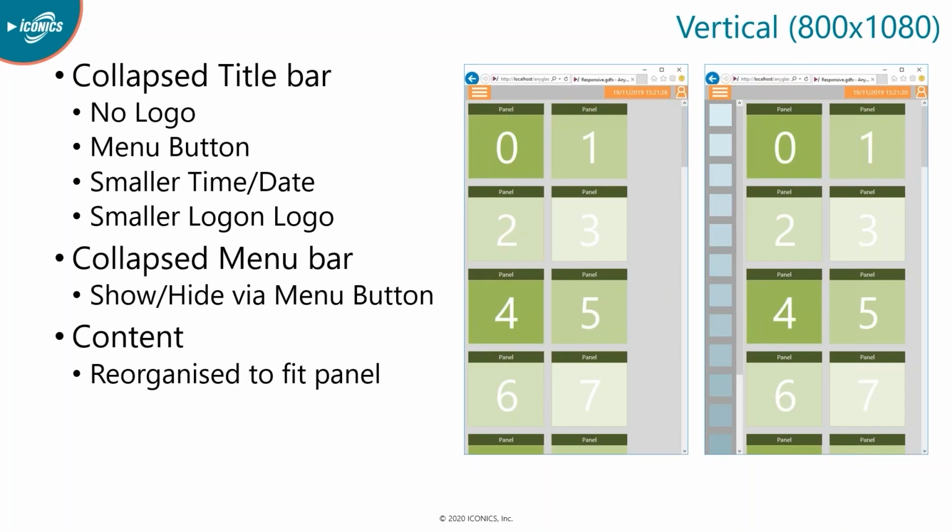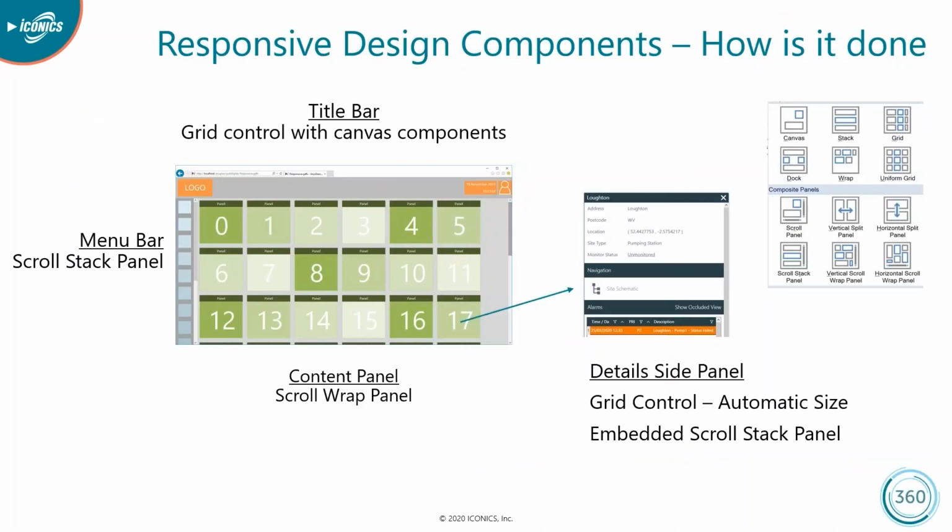And maybe you want to add this hamburger icon in the top left corner to then show the menu again when the user would like to pick anything from the menu. So how is this done? Well, if you look at the main screen, the title bar is then positioned in a grid control. And inside your grid control, you position what we call a canvas.